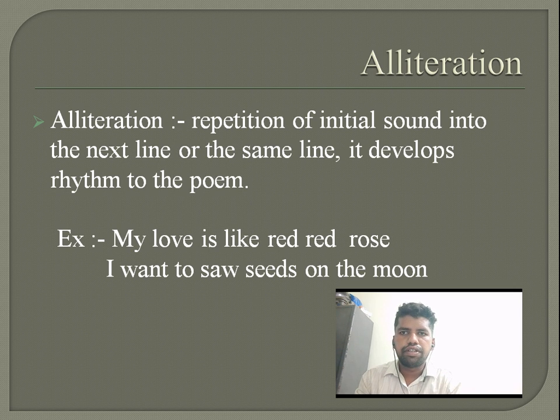Alliteration. In this type of figure of speech, there is a repetition of the initial sound of a word in the same line or next line of that particular poem. Example: my love is like a red, red rose. So R is repeated in the same line. Another example: I want to sow seeds on the moon. So S is repeated in the same line. It develops a rhythmic tone in the poem.